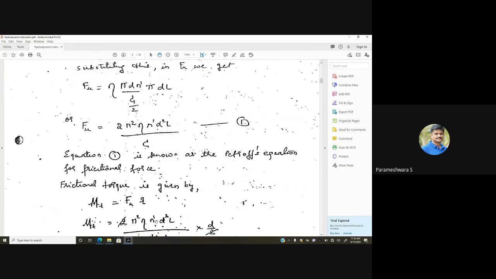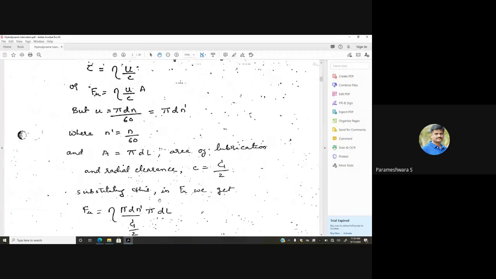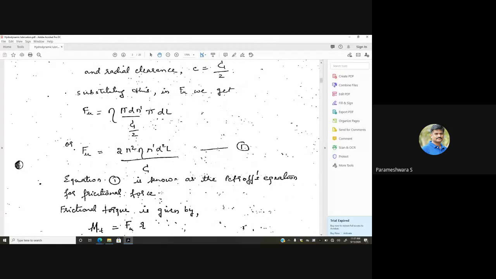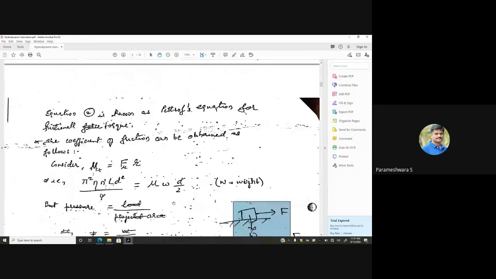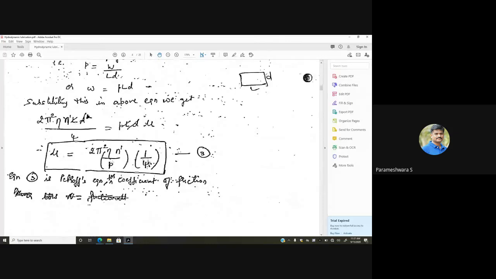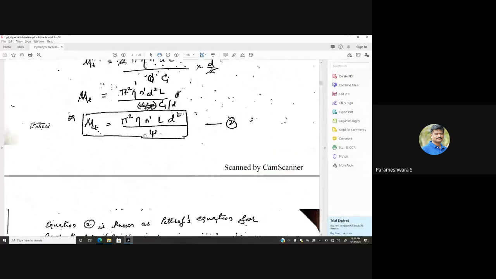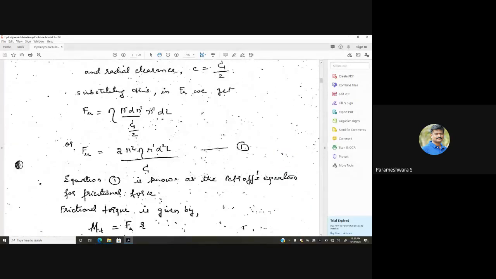So with this derivation, we derived expressions for Petrov's equation for frictional force, Petrov's equation for frictional torque, and also Petrov's equation for coefficient of friction. So this whole thing can be asked for 10 marks. This whole derivation up to coefficient of friction, you may get it for 8 to 10 marks. If it is asked just for torque, you leave the derivation at this stage. If it is just asked for frictional force, leave the derivation at this stage. So accordingly, depending on how many marks are allocated, you derive accordingly.